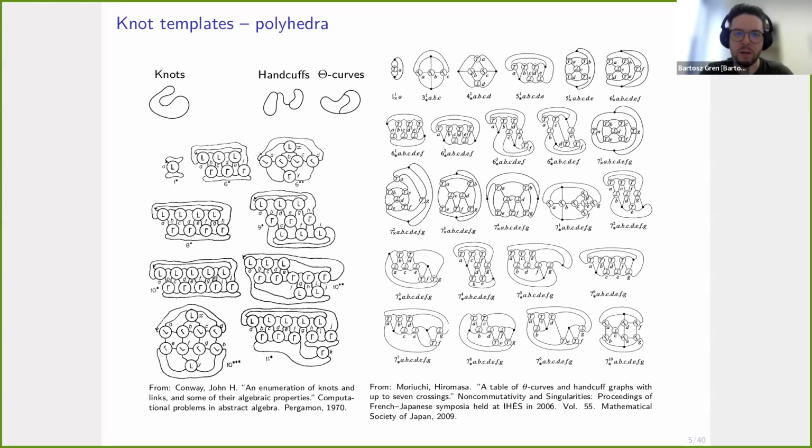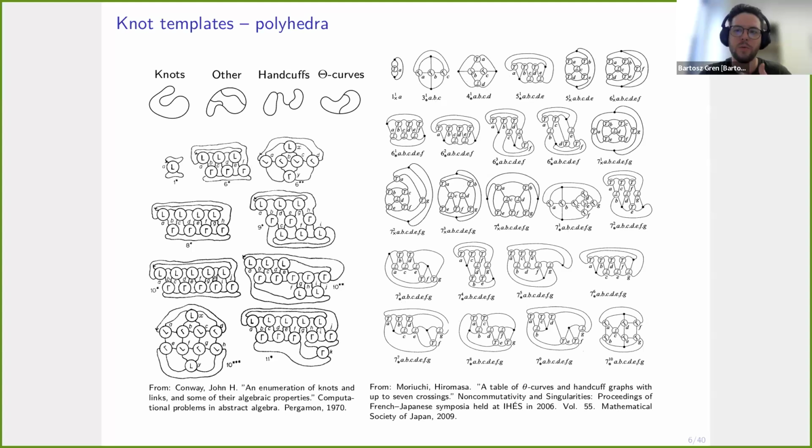So our idea was to classify more complicated structures, and also to extend the classification of handcuffs and theta curves for more than 7 crossings. So we actually managed to classify tangles, of course. And we happen to classify tangles up to 14 crossings.